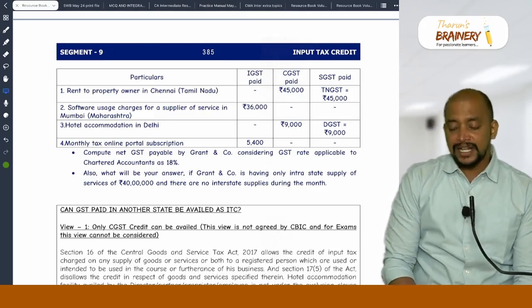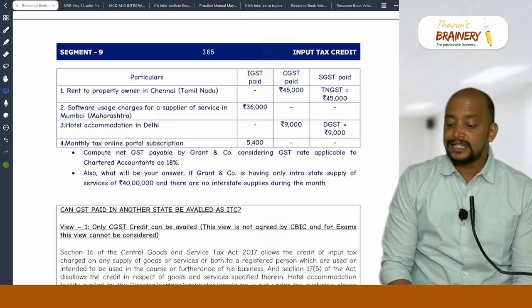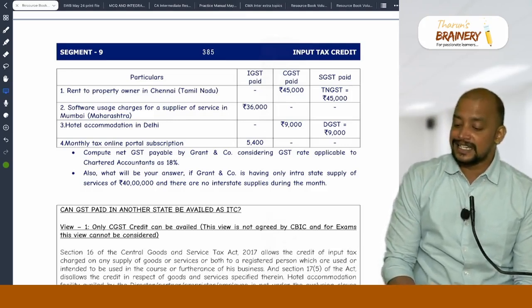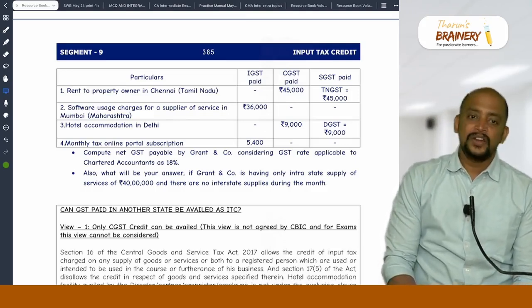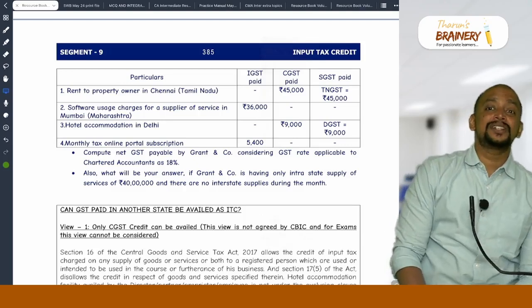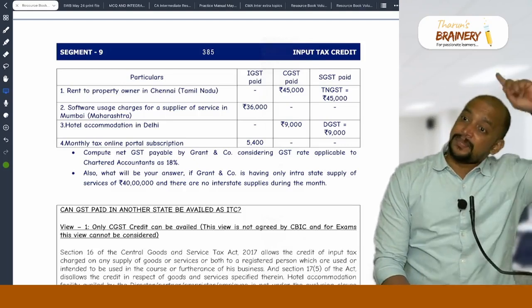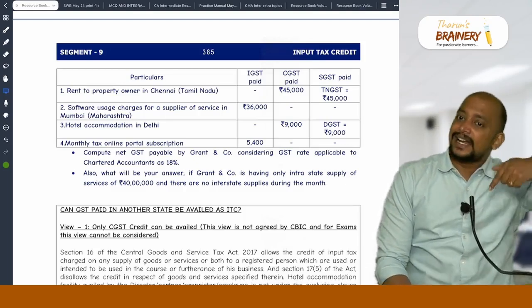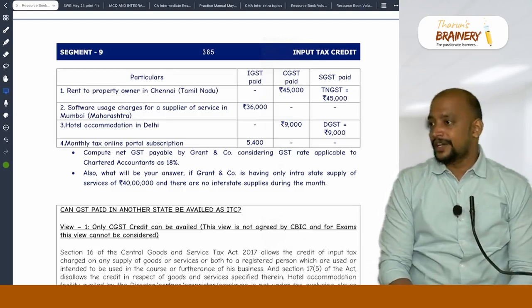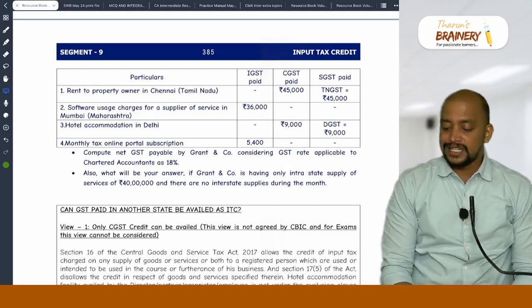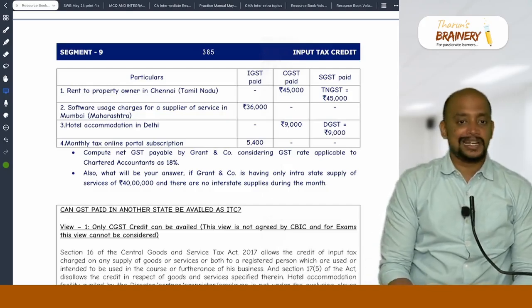Hotel accommodation in Delhi, CGST 9000, Delhi SGST 9000. Can we take? No, because where is this Grant and Co registered? Tamil Nadu. But CGST, SGST paid in other state. Can they take it as credit? No, they cannot take it as credit. So both CGST and SGST cannot be taken as credit.